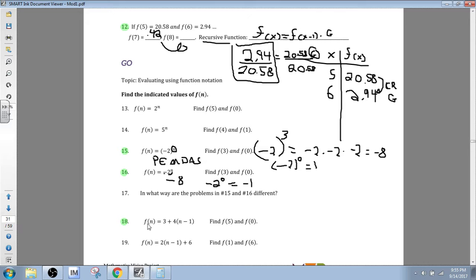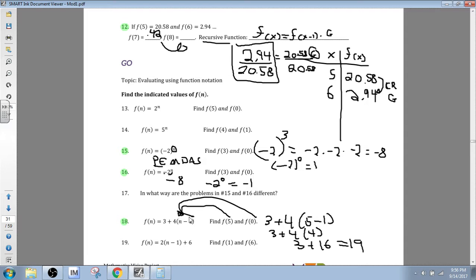And then finally for this one, all we do is we take whatever our value is and plug it in for n. So f of 5 will be 3 plus 4 times 5 minus 1. Okay? Parentheses. 3 plus 4 times 4. Okay? Multiplication. 3 plus 16. Addition. 19. Okay, and then you do the same thing for 0 to figure that out.